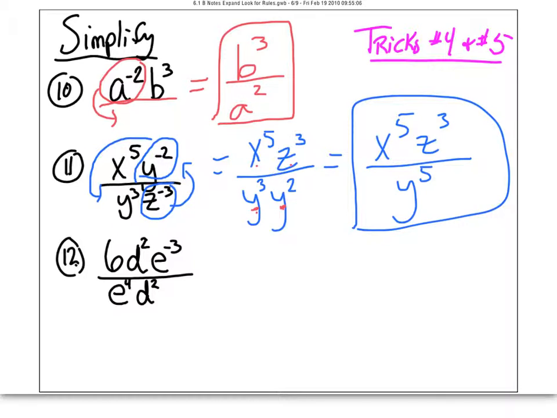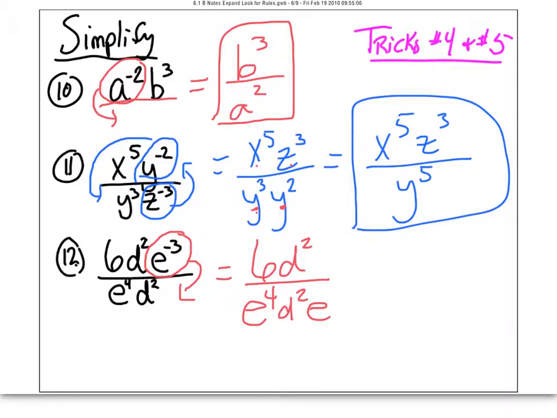And then number 12, the one thing we need to get rid of here is the e. This is e to the negative 3, so let's bring it down and rewrite it. So I have 6 d squared over e to the 4th d squared, and then e to the positive 3. Now in this case, the number 6 is fine. There's only one number in the whole problem, so there's no other number to write. However, I have a d and a d, so those have to be crunched together.